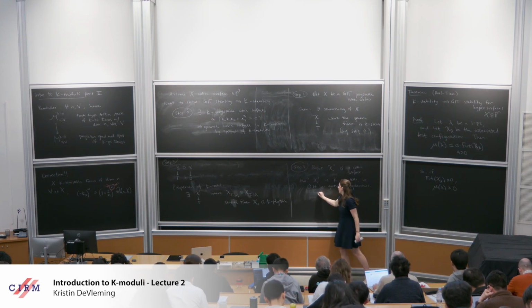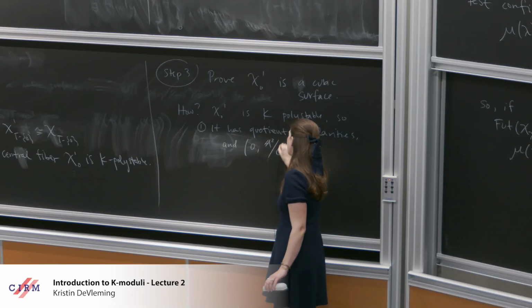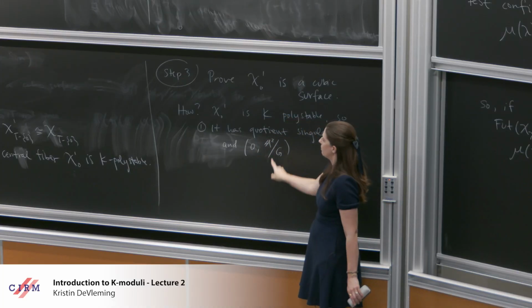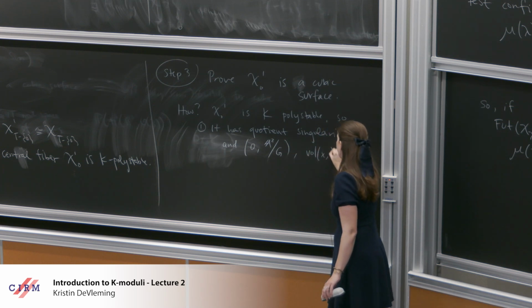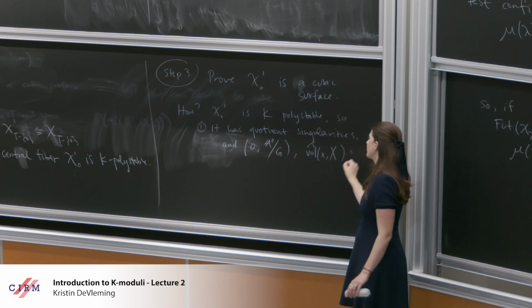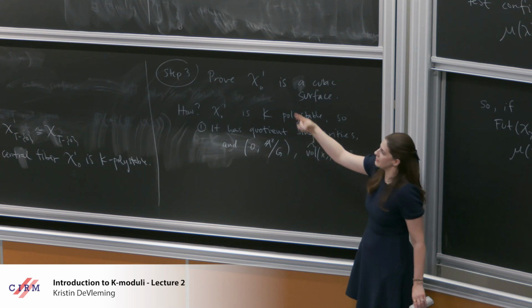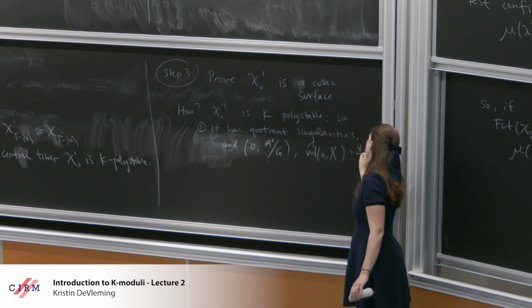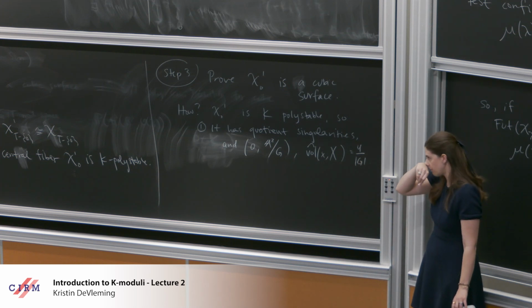And if you have a quotient singularity, something that looks like the origin in A2 mod a finite group, the normalized volume, I didn't tell you what the normalized volume is, but at least in this case, the normalized volume is n to the n divided by the size of the group. So in this case, it's 4 divided by the size of the group.